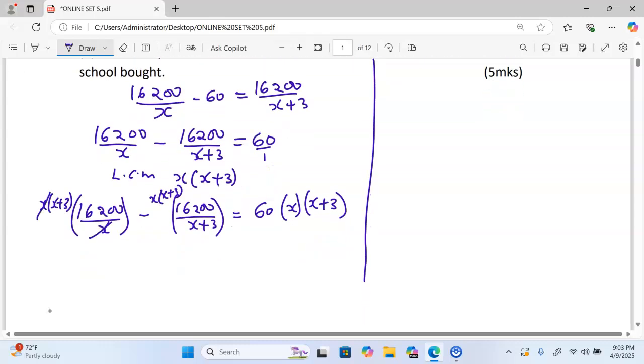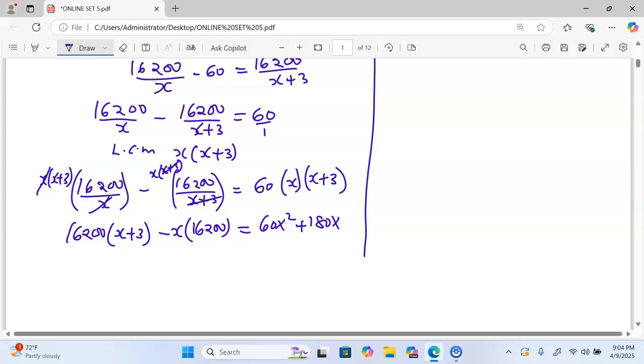X and X will cancel such that we have X plus 3 times 16,200. That is the same as 16,200 into X plus 3. Then X plus 3 and X plus 3 will cancel. We are going to have minus X into 16,200, and this is equivalent to 60 times X squared, you get 60X squared. Then 60 times X times 3, you get 180X.